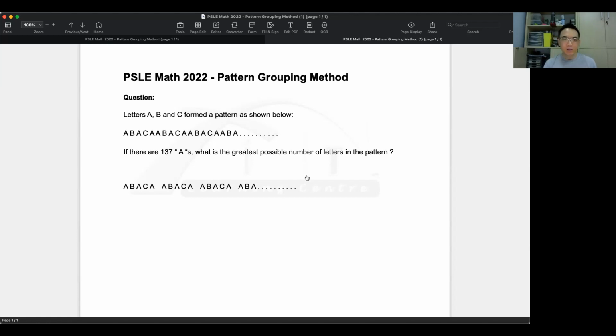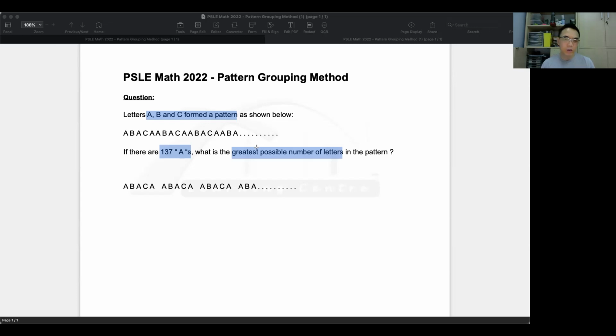This is the PSLE Math 2022 pattern grouping method question that came out in the exams. Let's talk about the keywords. It says letters A, B, and C formed a pattern as shown below. So this is the pattern. And there are 137 A's. What is the greatest possible number of letters in this pattern?